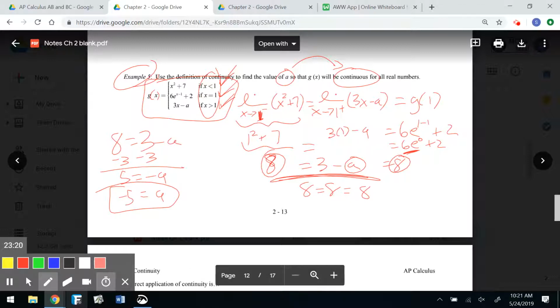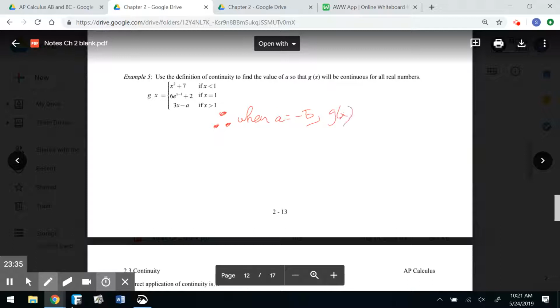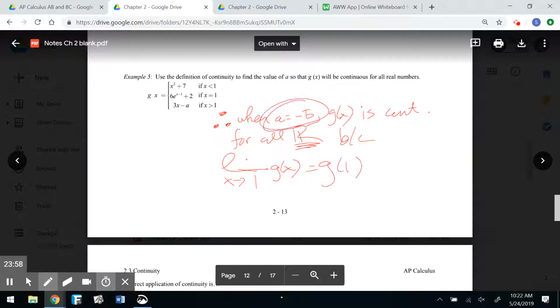Now I'm going to erase this stuff. Boom. Because I've got to write a statement now, right? We always write a statement. Therefore, when A is equal to negative 5, g of x is continuous for all real numbers, because the limit as x approaches 1 of g of x is equal to g of 1. And when does that happen? When A is equal to negative 5. I told you that would be fun.